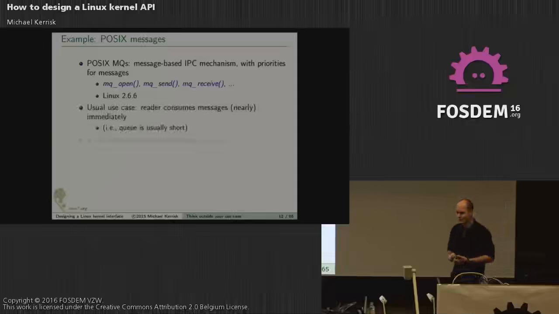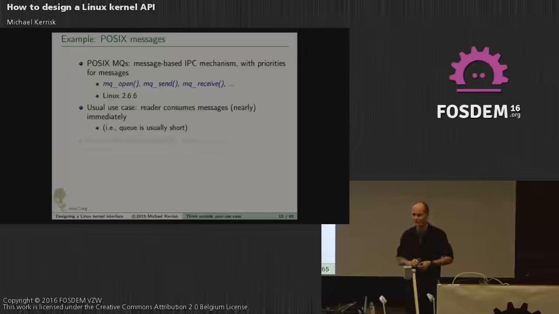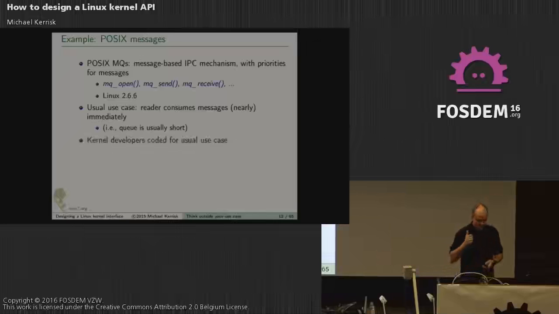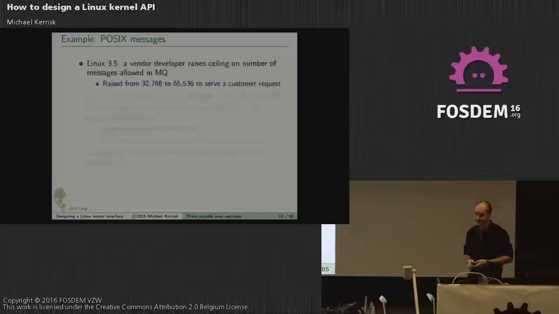The usual use case of POSIX message queues is you've got a reader sitting around, always reading incoming messages, dealing with them pretty quickly, and perhaps now and then a writer comes along and puts a message in the queue, but because there's always a reader around, there's never many messages in the queue. Perhaps at the most a few messages, a lot of the time 0 or just 1 message in the queue. The people who originally wrote POSIX message queues coded for the expected use case.